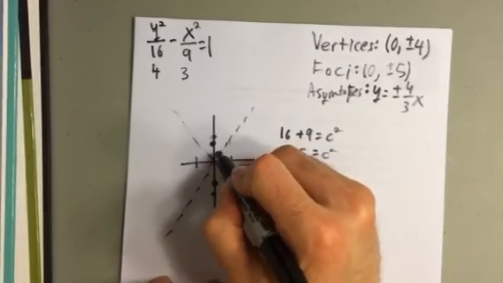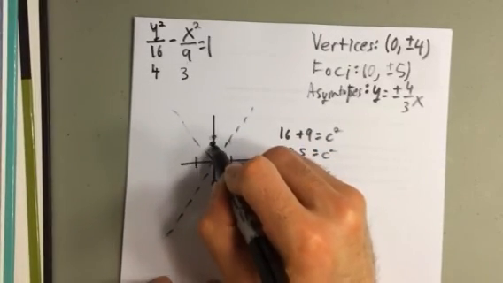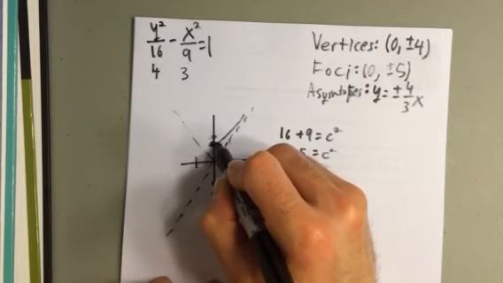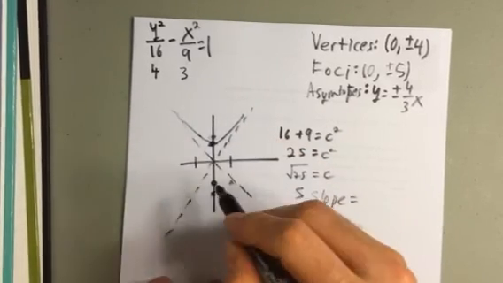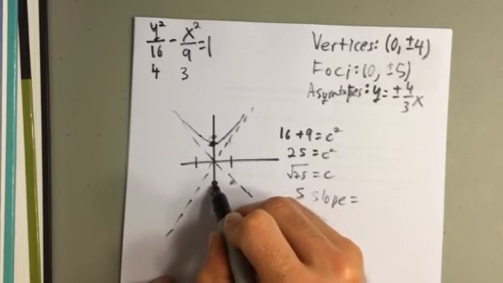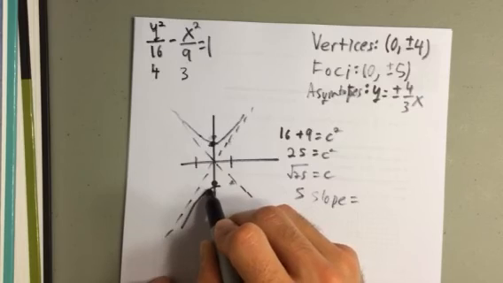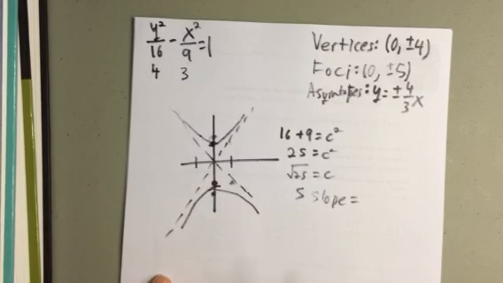Now I can draw the actual U's in. One's going to go through here and approach that asymptote, and it's going to go through here and approach that asymptote. And then the same thing down here, through the vertex, approaching the asymptote there, through this vertex, approaching the asymptote there. So that would be the finish of the graph of this hyperbola.